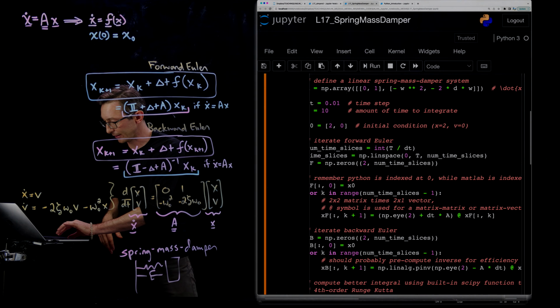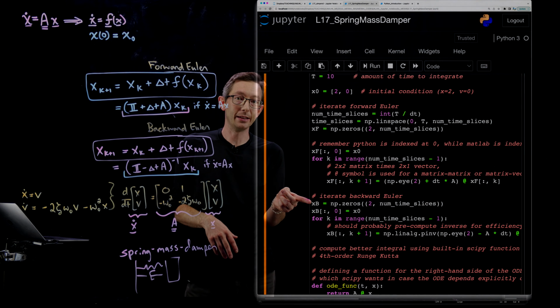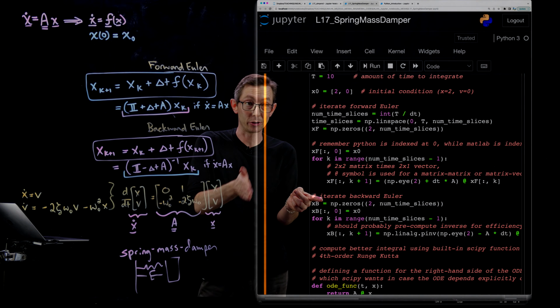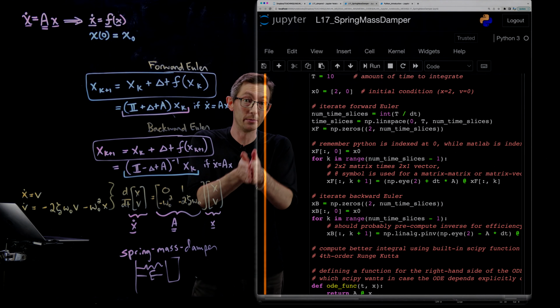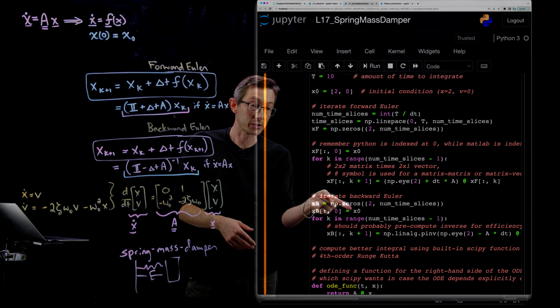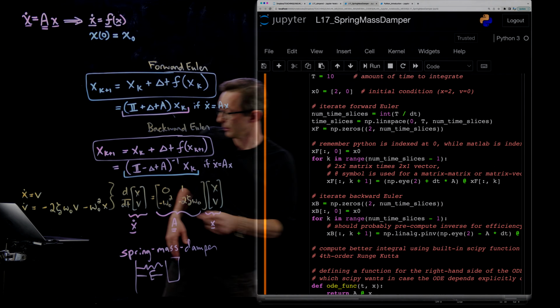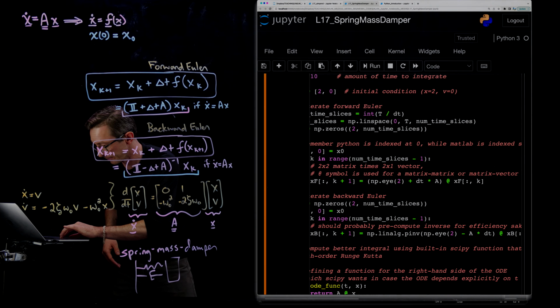Backward Euler is exactly the same thing, where now we're storing it in this xb array, the exact same trajectory information. Every column is my state at an instant in time. We initialize it, so the first column is my initial condition x0. And now the update, I'll scroll over a little so you can see.